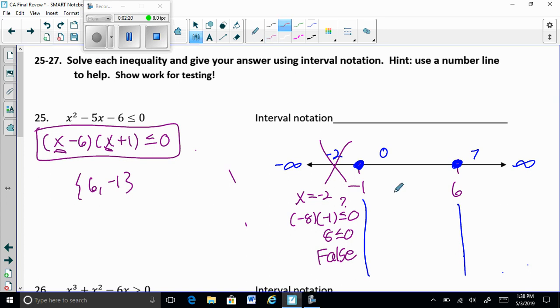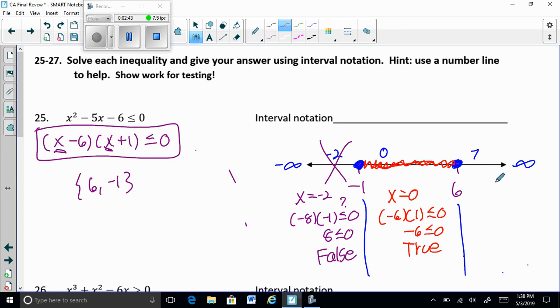Now we're going to try 0. So we'll let x equal 0. If I do that, I get negative 6 times 1 less than or equal to 0. Negative 6 is less than or equal to 0. That is true. So since 0 works, all the values between negative 1 and 6 work.